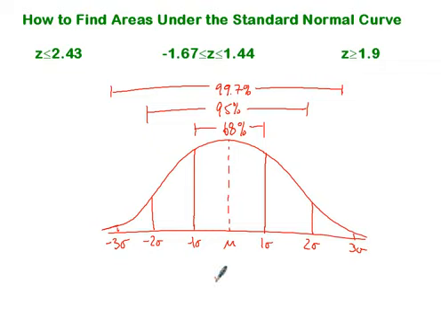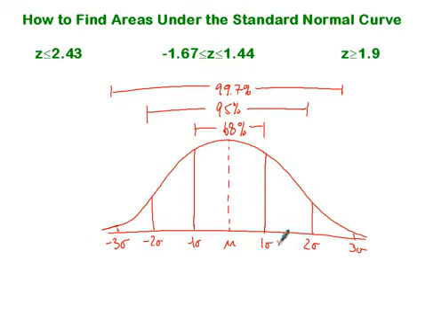All right, today we're going to take a look at how to find the area under the standard normal curve. And what I have drawn here is a normal curve, and you have mu in the middle there. Your median's also in the middle, so you know 50% of your data lies to the right and 50% of your data lies to the left.